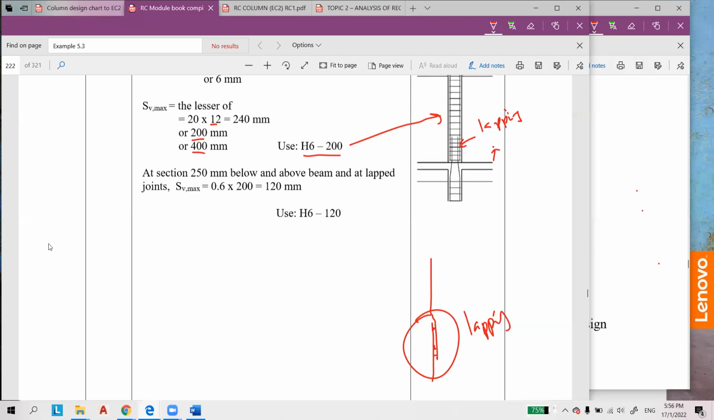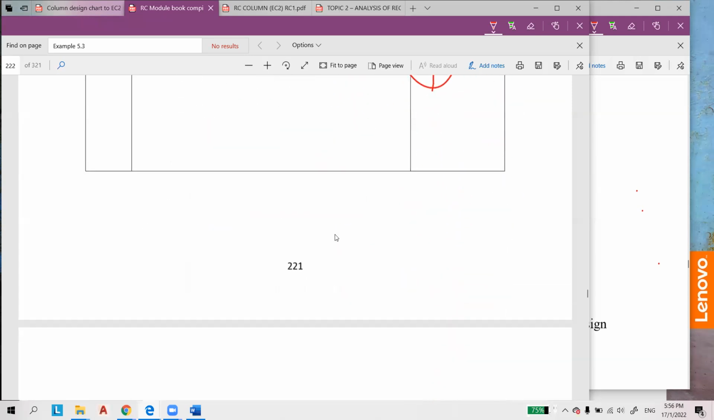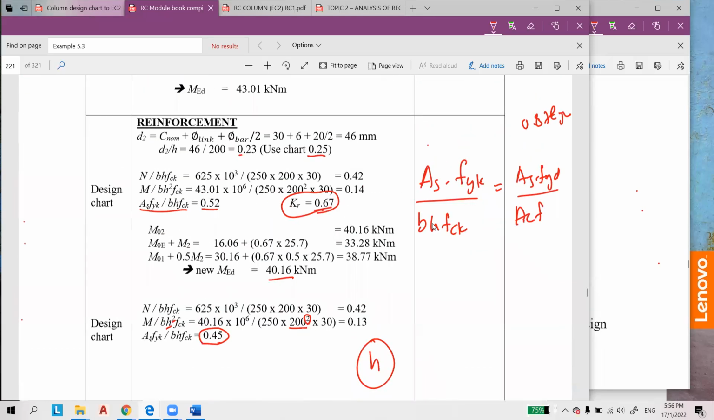At the lapping zone, and at 250 mm above and below the beam, the spacing shall be closer, which is equal to 0.6 times 200, so it's 120. This is impractical, make it 100. Class, any questions for this one? I will refer back on how to do this, it is very, very critical.